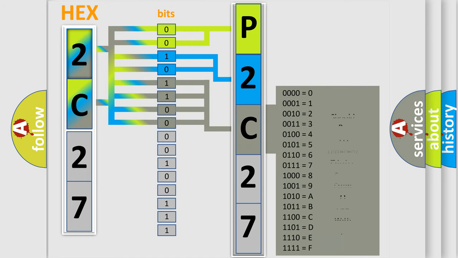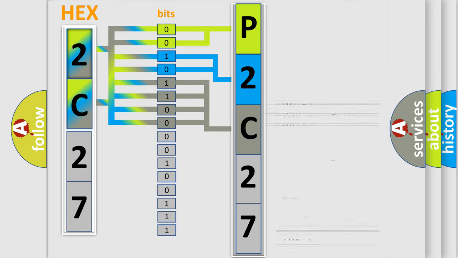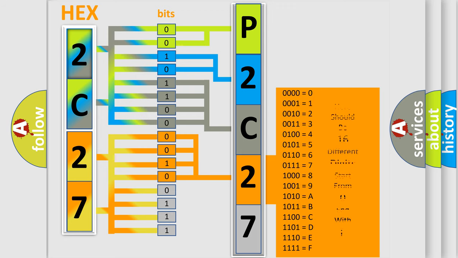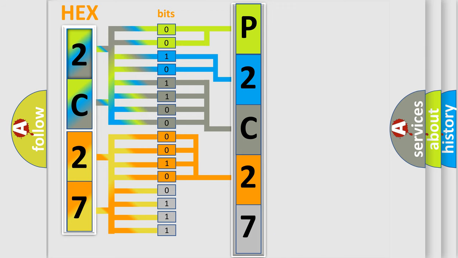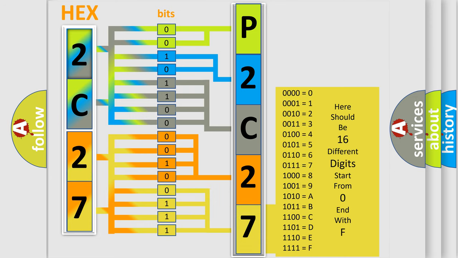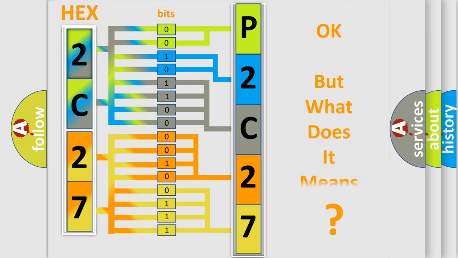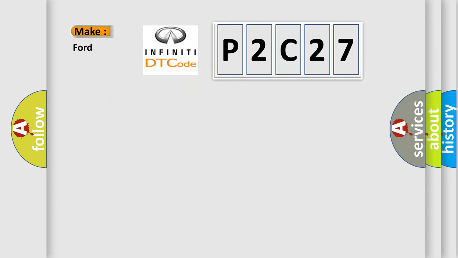The second byte is composed of a combination of 8 bits. The first 4 bits determine the fourth character of the code, and the combination of the last 4 bits defines the fifth character. A single byte conceals 256 possible combinations. We now know in what way the diagnostic tool translates the received information into a more comprehensible format. The number itself does not make sense to us if we cannot assign information to what it actually expresses. So, what does the diagnostic trouble code P2C27 specifically interpret for Infiniti car manufacturers?